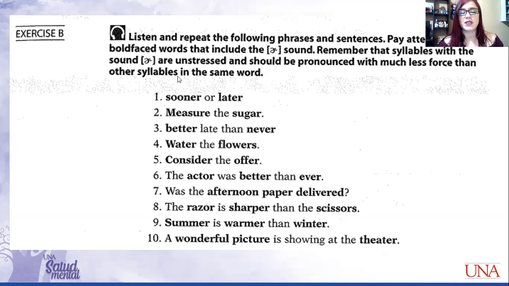7, was the afternoon paper delivered? Again, was the afternoon paper delivered? Number 8, the razor is sharper than the scissors. The razor is sharper than the scissors. Number 9, summer is warmer than winter. Number 10, a wonderful picture is showing at the theater.